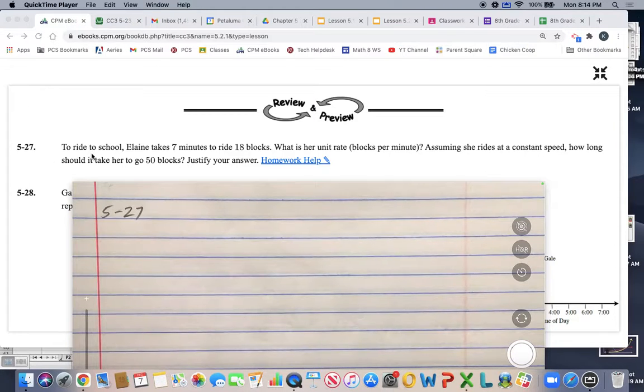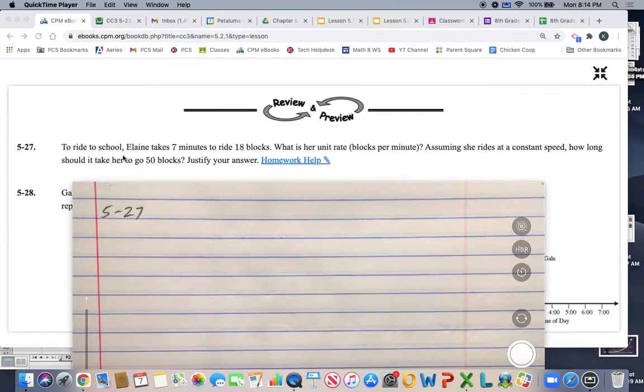5-27. To ride to school, Elaine takes 7 minutes to ride 18 blocks. What is her unit rate or blocks per minute? Assuming she rides at a constant speed, how long should it take her to go 50 blocks? Justify your answer. So this is really two questions, and we're going to do this question first.